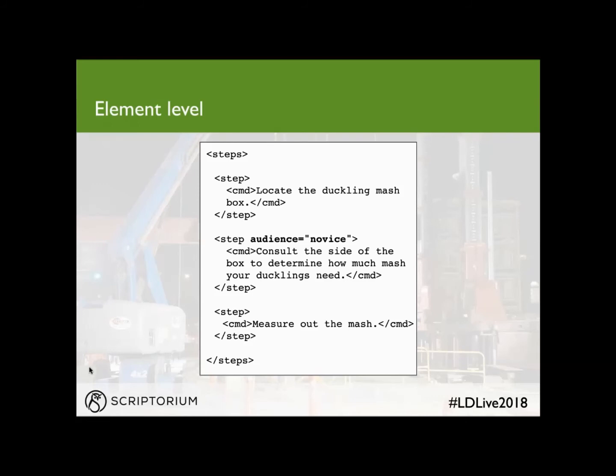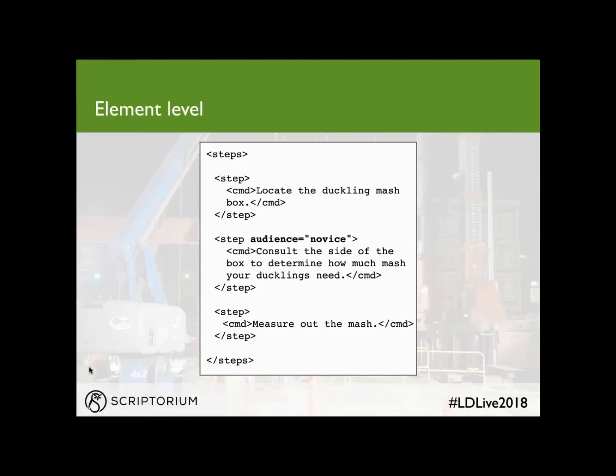Now let's take a look at element level metadata. At the element level, you usually use attributes instead of elements to specify metadata. If we take a look at this example, you have an element that's only appropriate for a certain audience. In this case, we've got a series of steps in a task, and one of these steps is only appropriate for a novice audience. So what we've done is in that second step, there's an attribute of audience and the value is novice. What that tells us is with this piece of metadata in place, that step is only appropriate for novices.